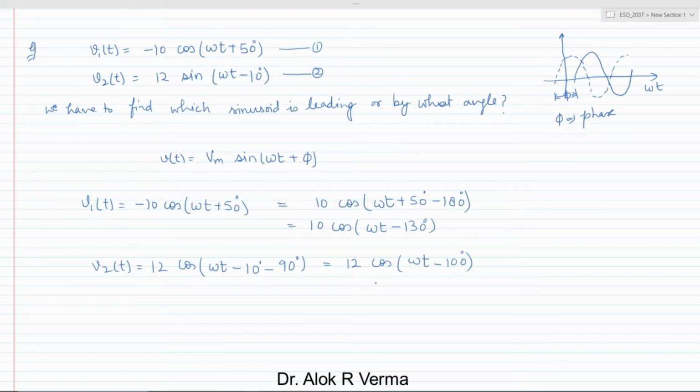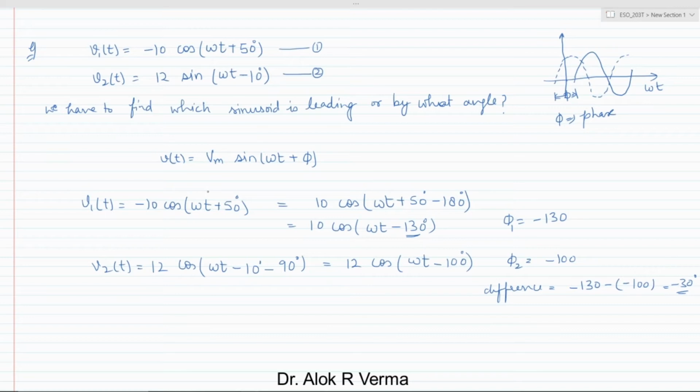So we can directly see that the phase difference between v1 and v2 is 30 degrees, correct? If you represent this as phi 1, it is minus 130, and phi 2 is minus 100. So the difference is minus 130 minus of minus 100, which is minus 30. The phase of V1 and V2 has a difference of minus 30 degrees. The minus sign represents the reference, so we are calculating with respect to v1(t).